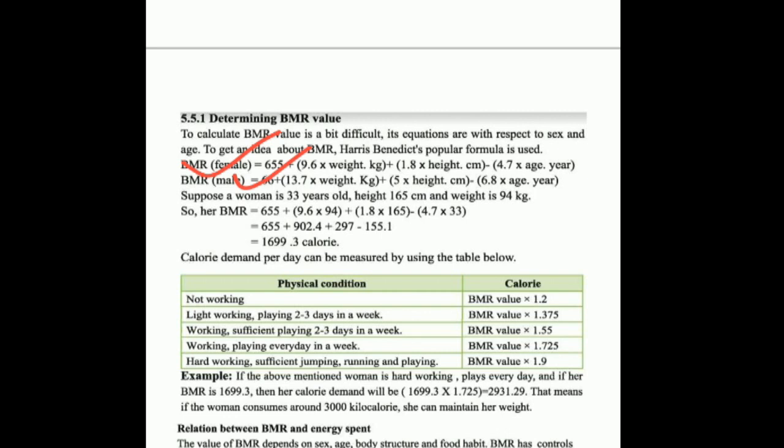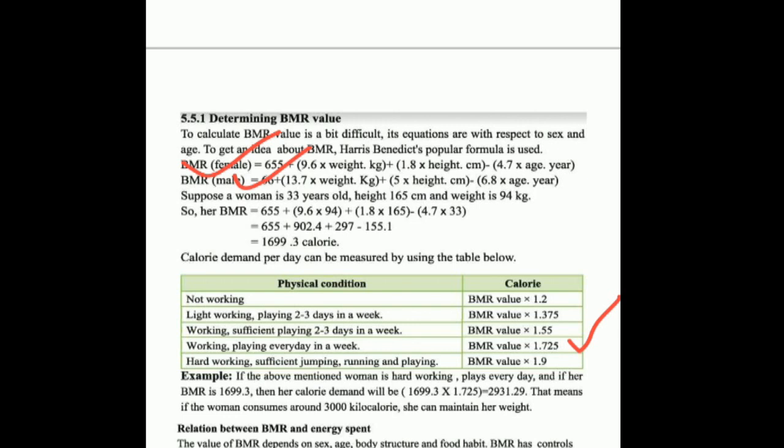If the above mentioned woman is hardworking, plays every day, and her BMR is 1699.3 calorie, so for a hardworking woman, working and playing every day in a week, the BMR value should be multiplied by 1.725. That means if the woman consumes around 3000 kilocalorie, she can maintain her weight.